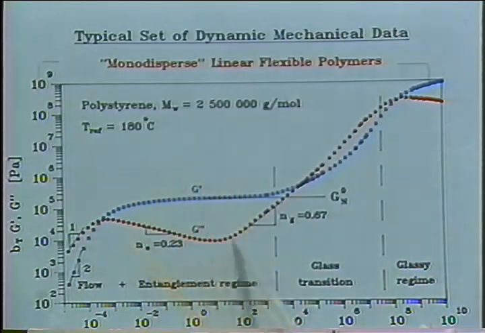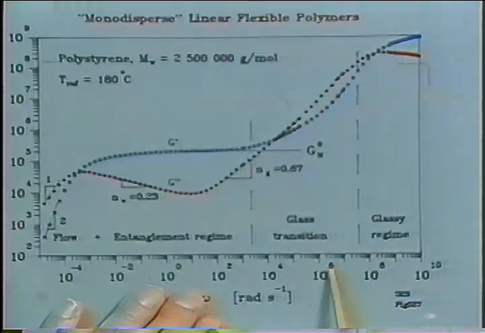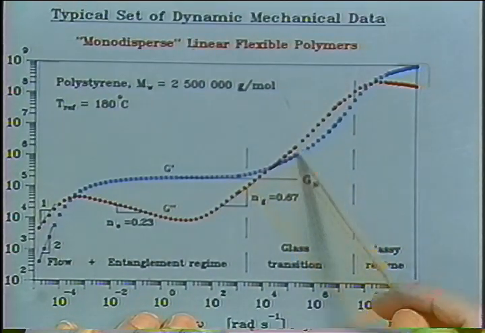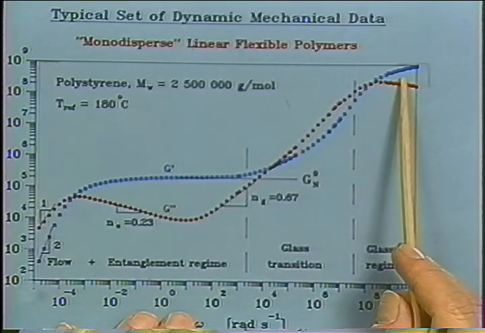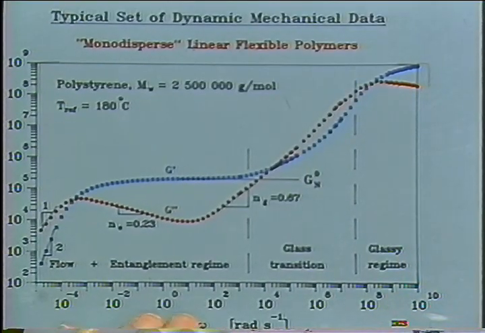And then we have the so-called entanglement behavior, at intermediate time scale, the rubbery behavior of the polymer melt. And then at very high frequencies here, the material goes over to the glass behavior. This is a glass transition, and up here is the glassy behavior of the material. Let me demonstrate this with a bouncing putty.